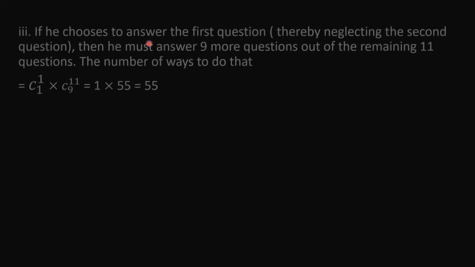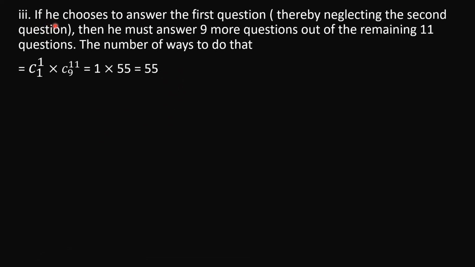Continue and solve this one. If he must choose to answer the first question, thereby neglecting the second question, then he must answer 9 more questions out of the remaining 11 questions. Now, I hope you remember this question. It is saying that the 2 are still compulsory, but you have the liberty to choose only one of them. So it's still, the 2 is compulsory, but you can choose either question 1 or question 2.